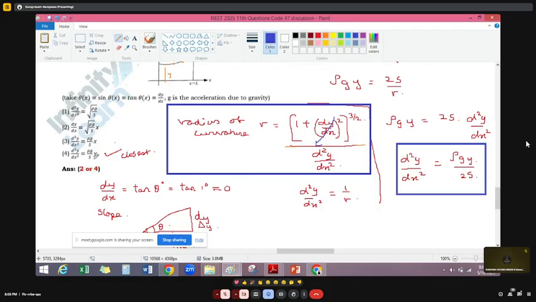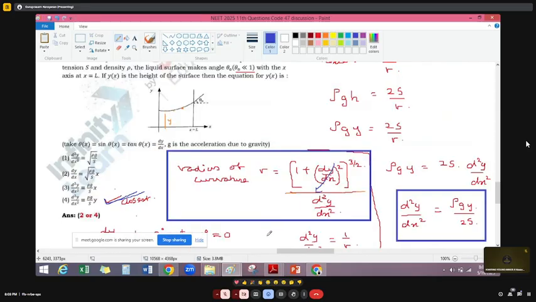Here also, I think they have done something wrong. d squared y by dx squared is rho g y by s. The 2 is missing. So I would say this is the closest value.